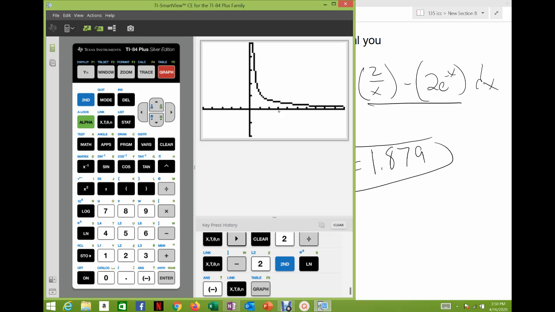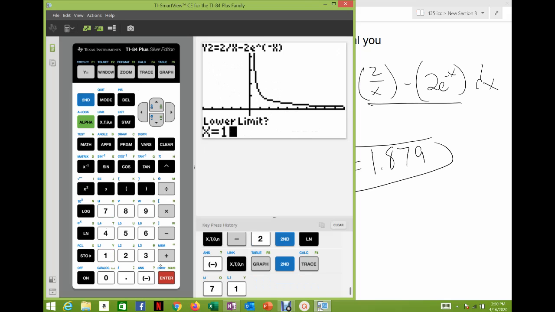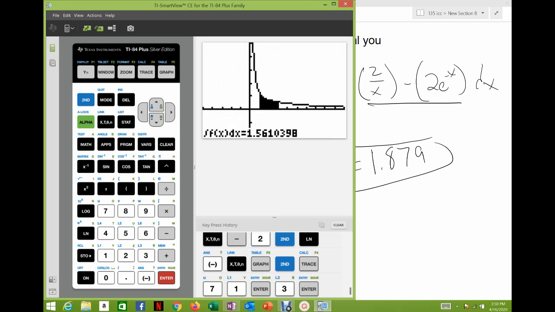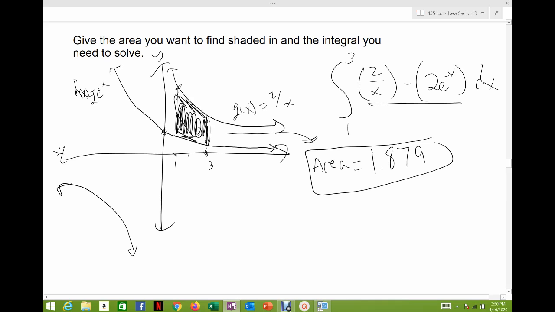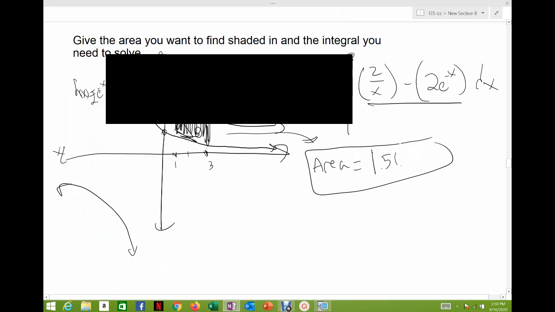So it's a similar looking picture, except my answer should come out a little bit smaller. Integrating from 1 to 3, that looks more right. That's more like what I got earlier. So 1.56 is the right area. Make sure you write the right answer. It's 1.56 once I get the right thing typed in there.